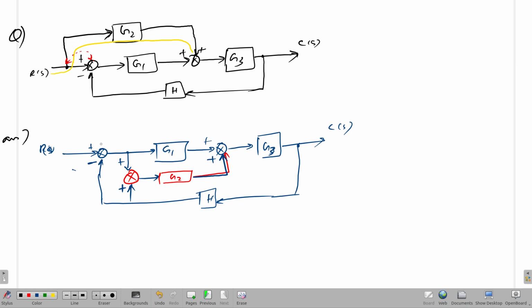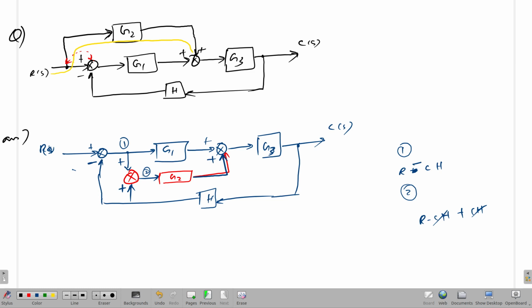Okay, so at this point, let's call this point 1 and point 2. At point 1 it will be R minus C into H, right? At point 2 it will be what? R minus CH plus CH. So it will just cancel out, right? So it will be equal to whatever is coming here.